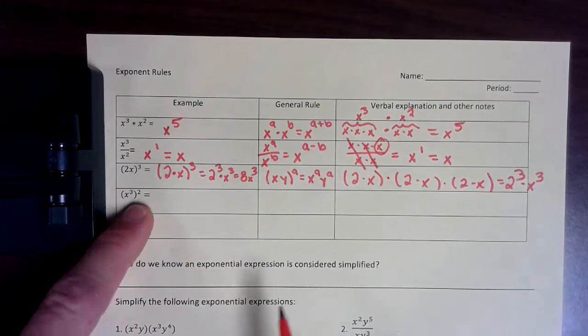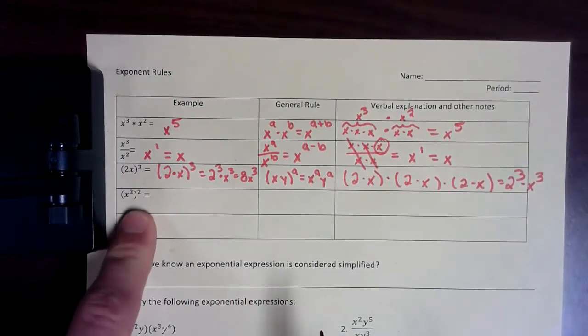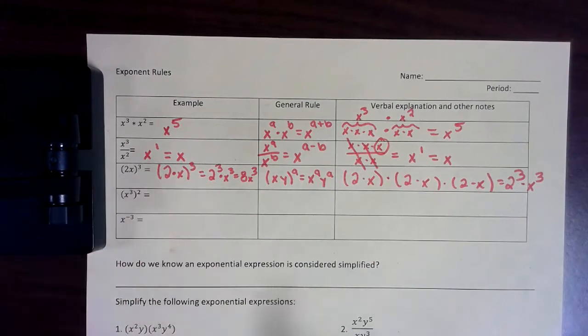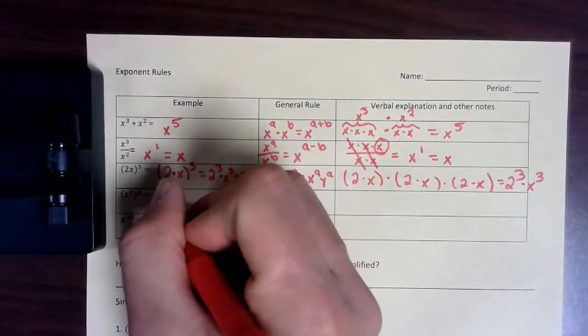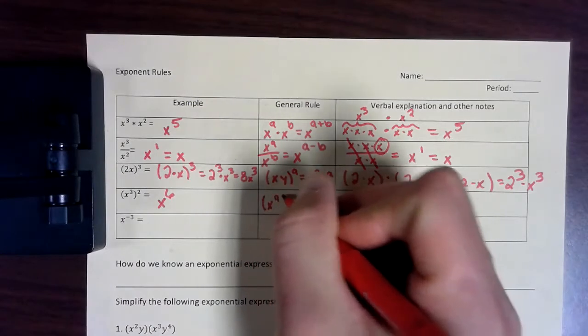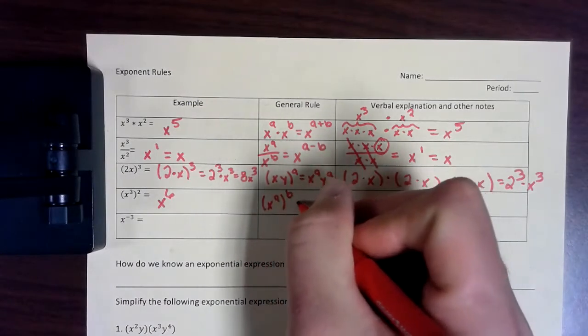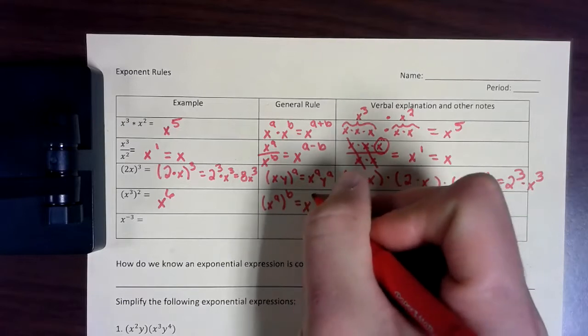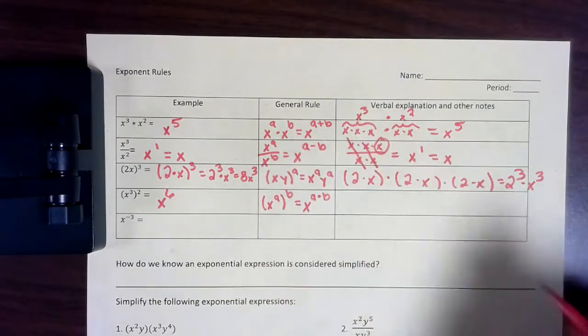All right, this one actually kind of combines with the one that we just did, in that if I have an exponent raised to another exponent, we actually need to multiply those. This is x to the 6th. So I can figure that out. Or in general terms, that's x to the power of a to the power of b is equal to x to the power of a times b.